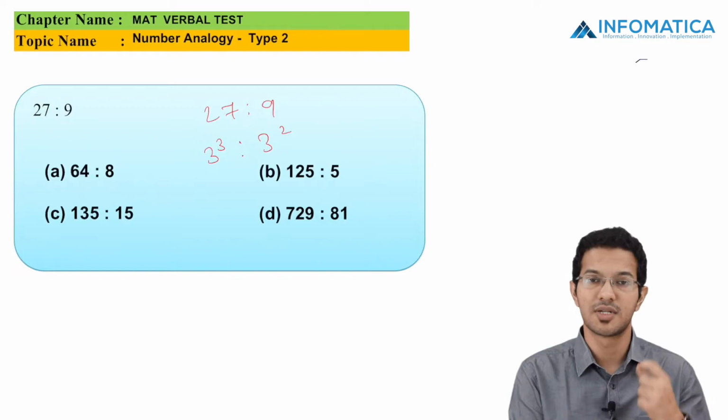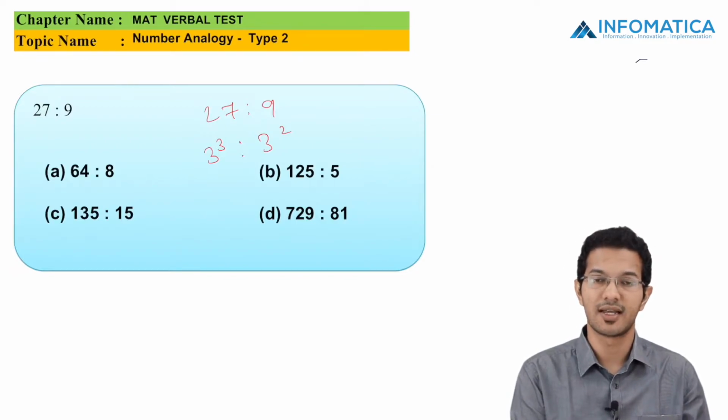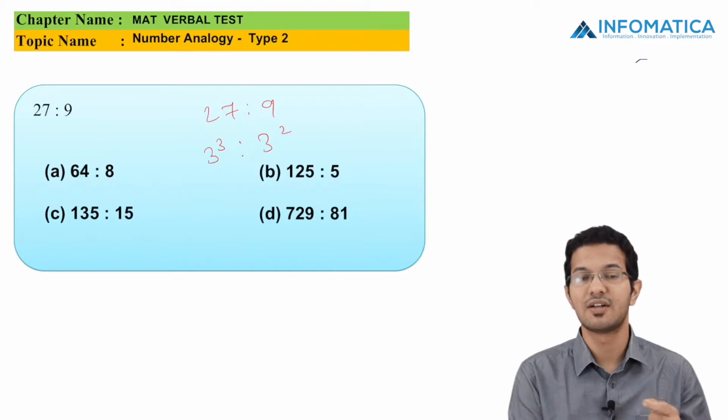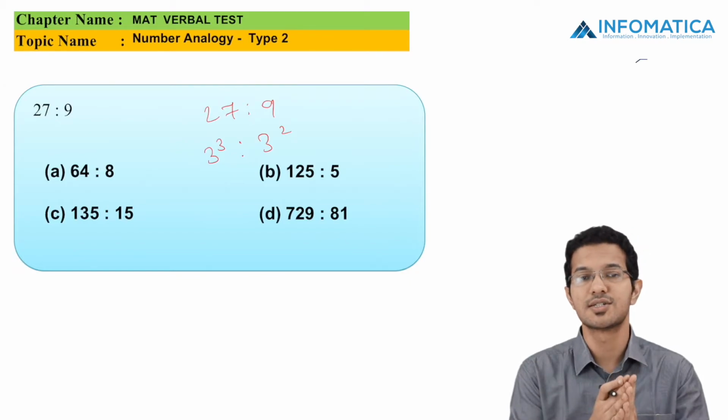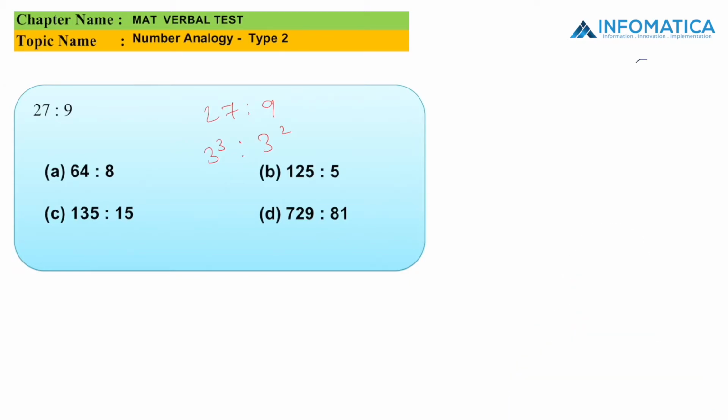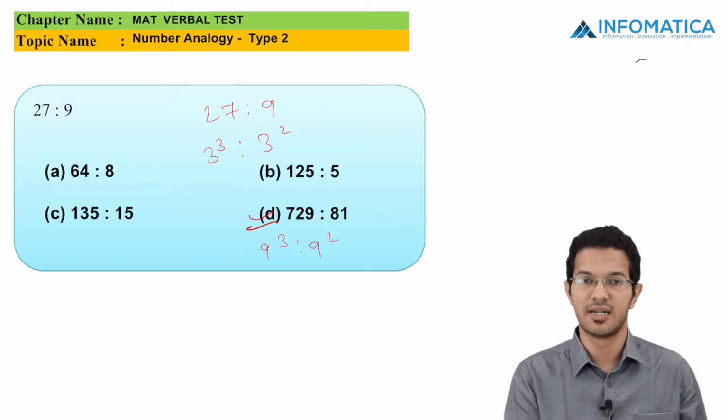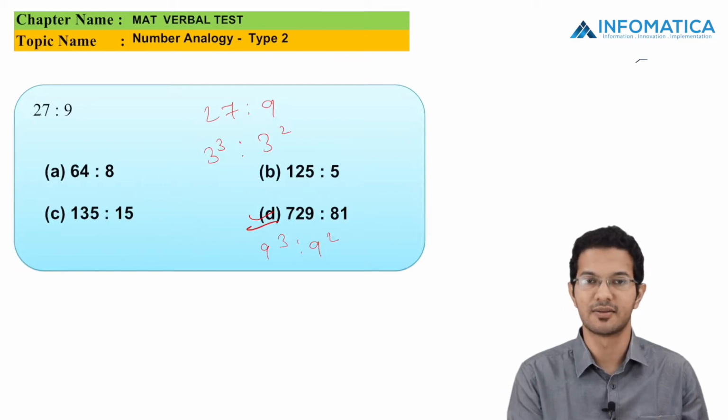So we are left with option D, which is 729 is to 81. 729 is a cube of which number? I know that 729 is a cube of the number 9 and 81 is the square of number 9. So it is in the form of x cube is to x square, which is 9 cube is to 9 square. Hence, the answer to this question is option D, which is 729 is to 81.